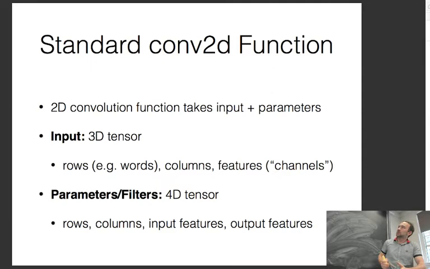So the workhorse behind most convolution is the conv2d function. This is used for image processing, but you can also use it to do text processing if you like. The way it's implemented is basically you have a 3D tensor. And then you do a convolution between the input and the filter. And the filter is basically a feature extractor. I wrote here rows, e.g. words, but the words could also be columns if you like. Either is fine.